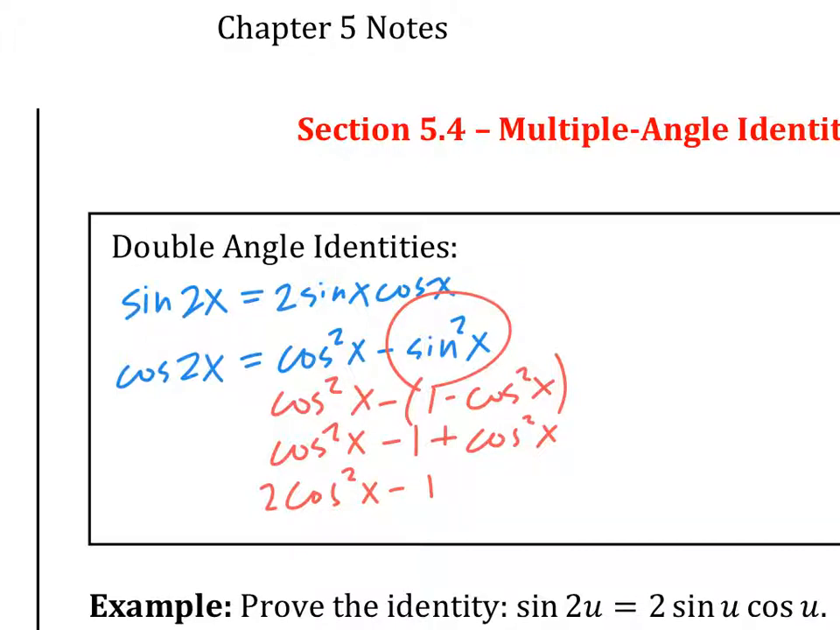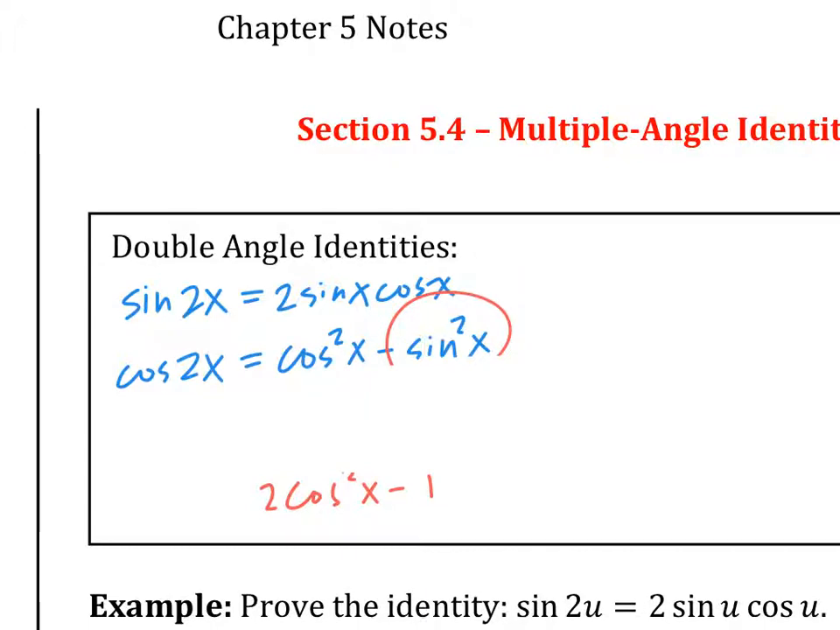Okay. So that is our second version of the identity. This is the second version, so I'm going to erase this again. This is the second one you have to memorize: 2 cosine squared x minus 1.